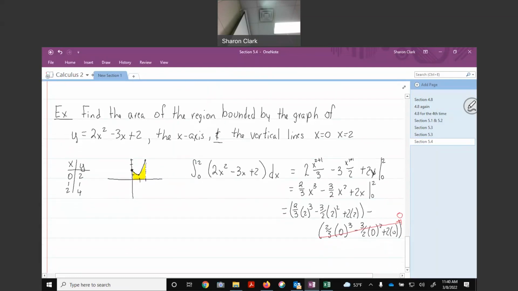Why do I do that? I didn't hear the question. You always do your upper bound minus your lower bound. It's the formula.